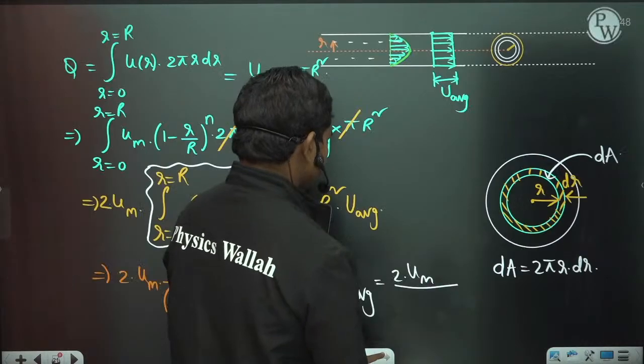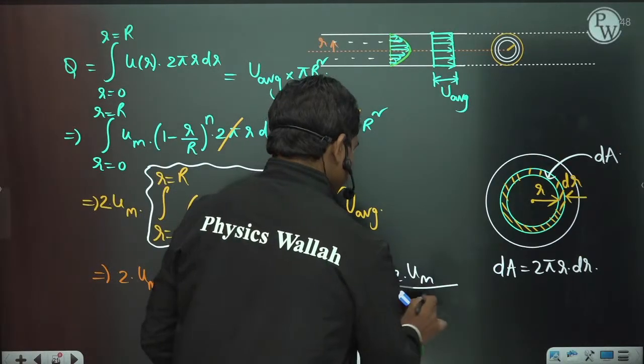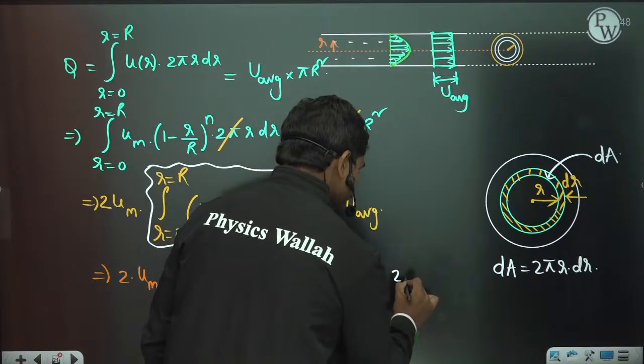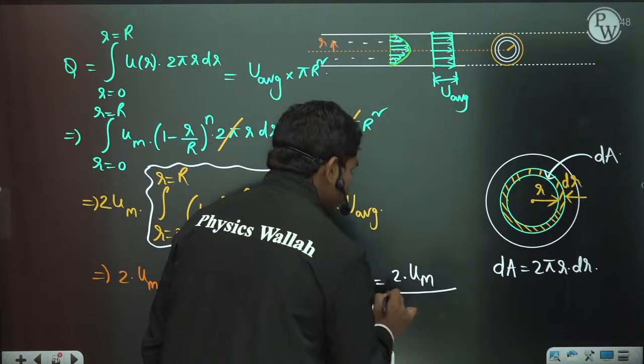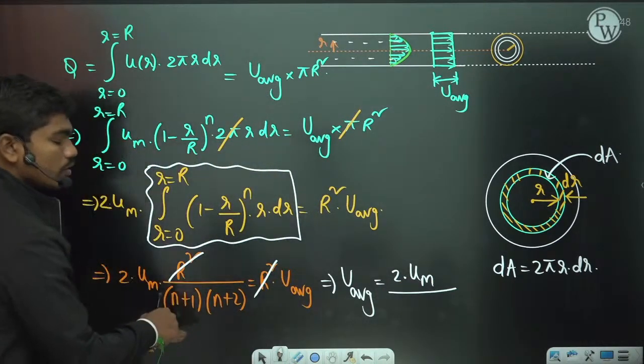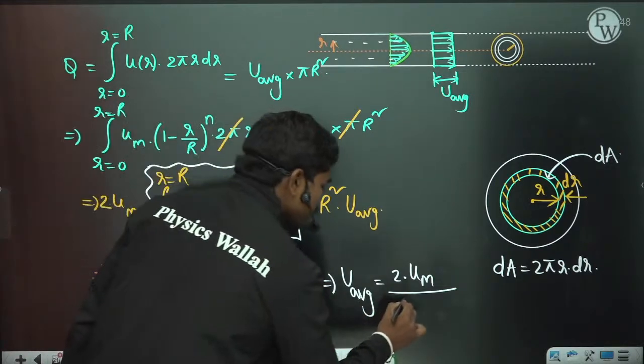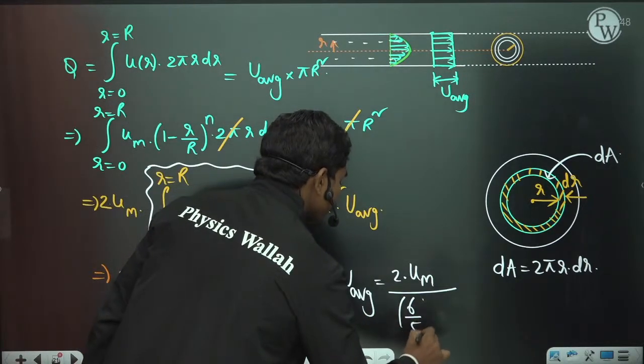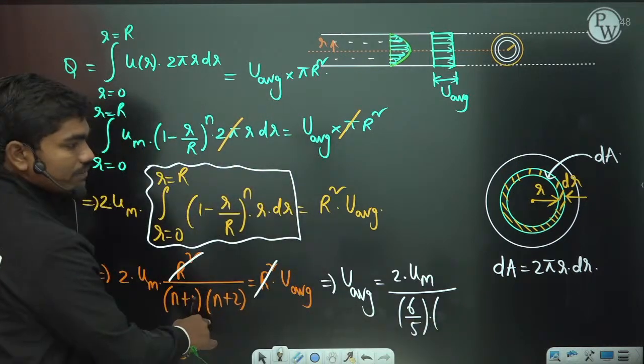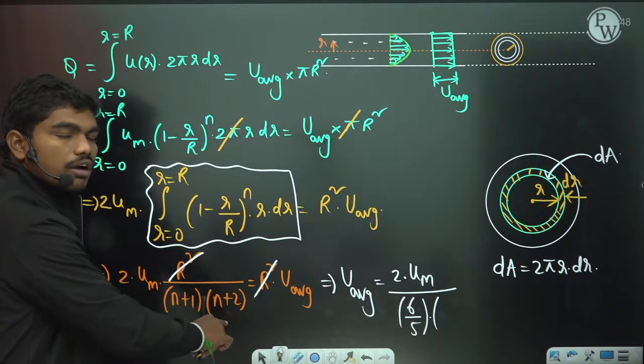So see here, 2 times um divided by (1 by 5 plus 1), which is 6 by 5, into (1 by 5 plus 2). 1 by 5 plus 2 is how much? 11 by 5.